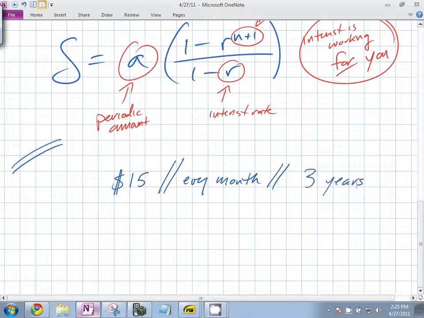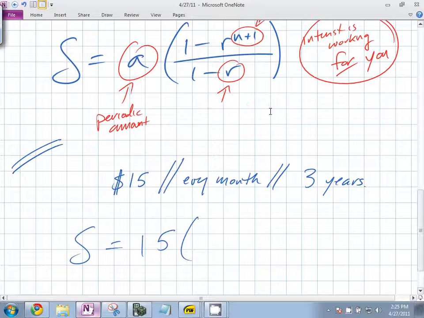So there's no money in the account at the beginning of the first month. On the first day, you put $15 in on the first day every month for 3 years. How much money do you have in the account at the end of the 3 years? That's the question. So the S is equal to 15 times... that's not what I meant to write. I meant ratio, and we'll do that one last. It's not quite interest rate.